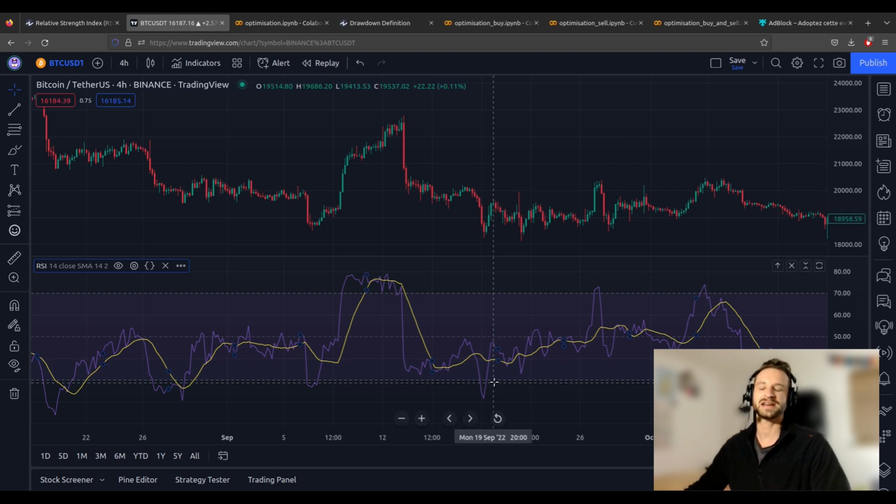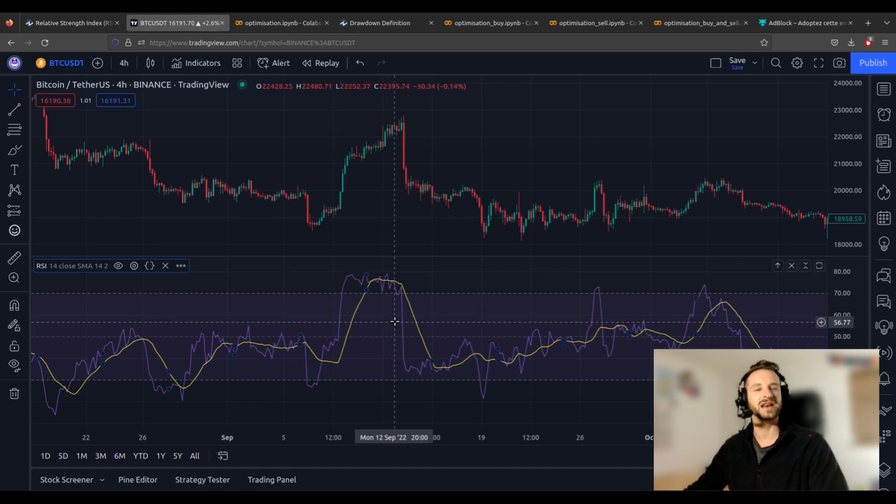Let me tell you right now that basing a strategy on only buying when the RSI is below 30 and then selling when the RSI is above 70 doesn't really work. But when coupling it with other trend indicators, for example, it can really improve your overall strategy.